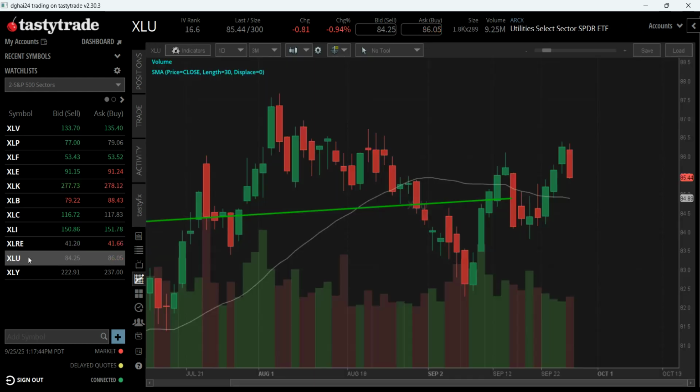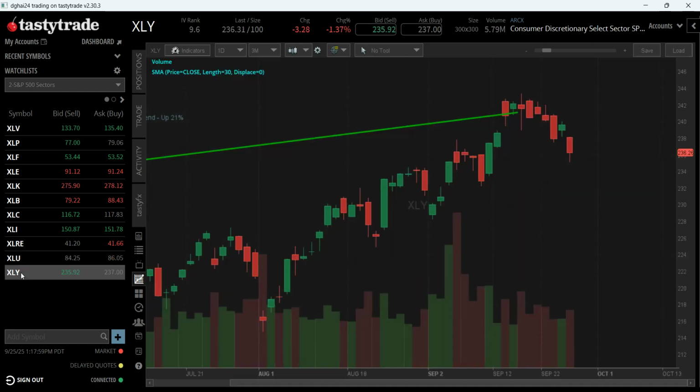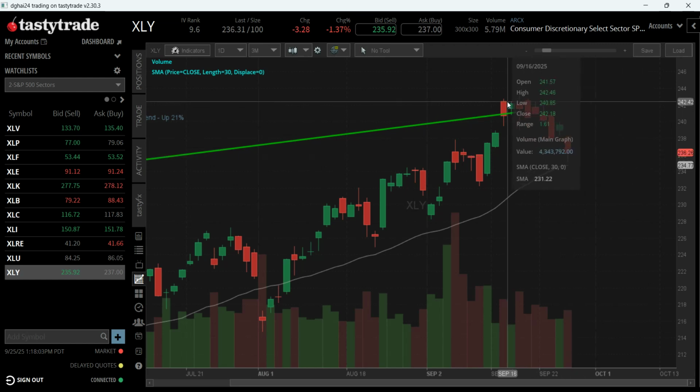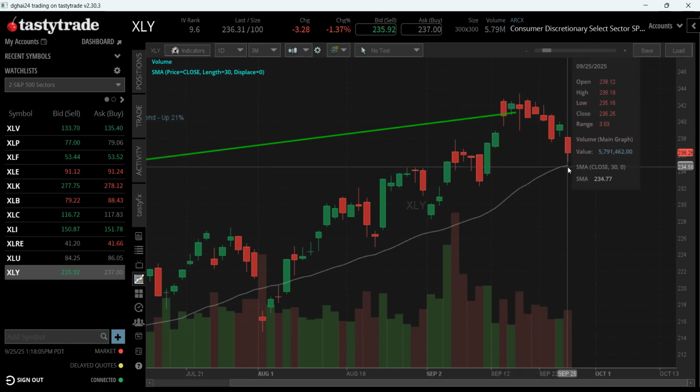Utilities, pulling back. I don't trade utilities too much. They're based on, as financials go and interest rates go, utilities go, because they're interest rate sensitive. So the higher the interest rates, the better utilities will do. And then consumer discretionary. When the economy is good, people spend money. And so these are discretionary type goods.